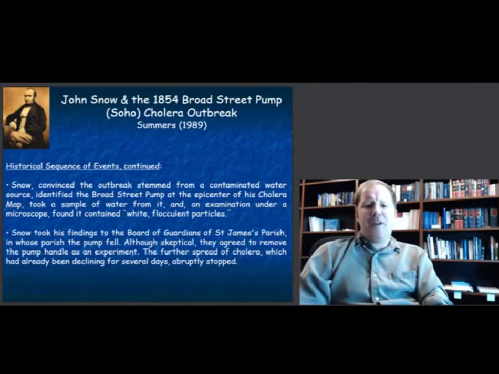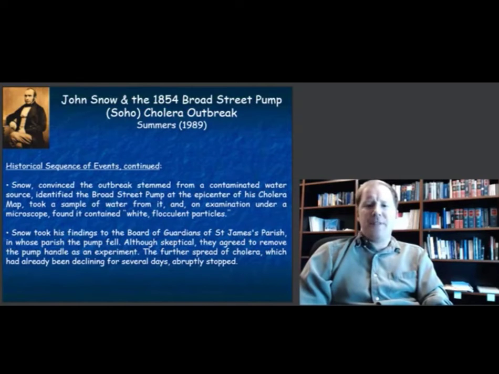And with that, finally, he went to the Board of Guardians of St. James Parish, where the pump was located. Although they were skeptical, they agreed on his presentation of evidence to try what we would now call an experiment, which was to remove the pump handle to prohibit further drinking from the pump. This, of course, is cutting off the water supply to an entire district of London, and quite controversial. But they did so out of desperation and because they had no other leads to how to stop this.